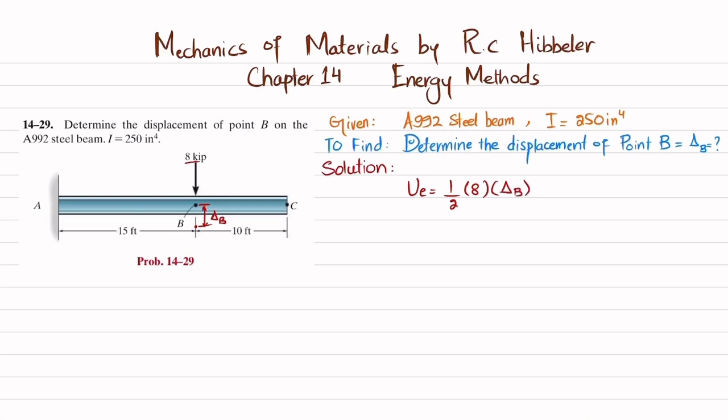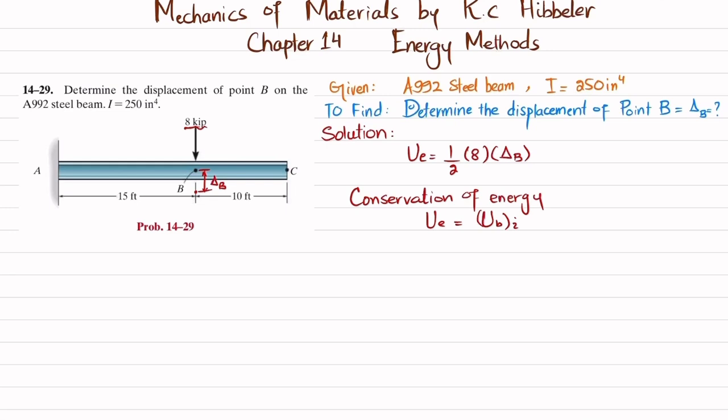And due to the law of conservation of energy, this external work is stored in the beam in the form of strain energy due to bending, because you can see due to this load there will be bending in this beam. So UE will be equal to U bending, the strain energy due to bending. Now we'll find the strain energy due to bending.